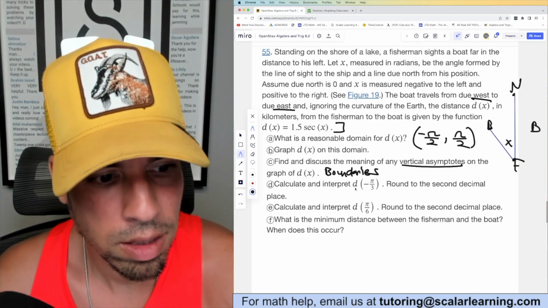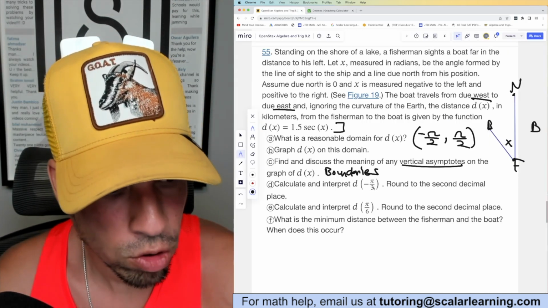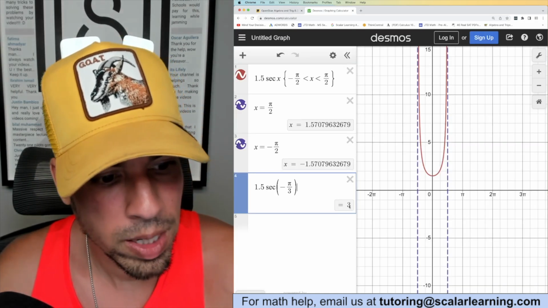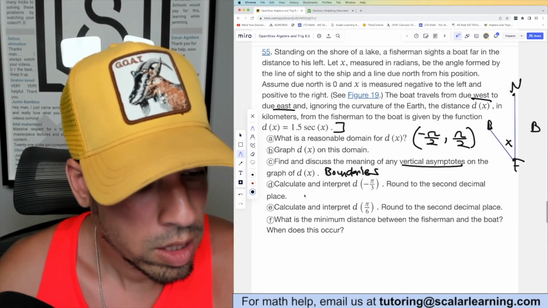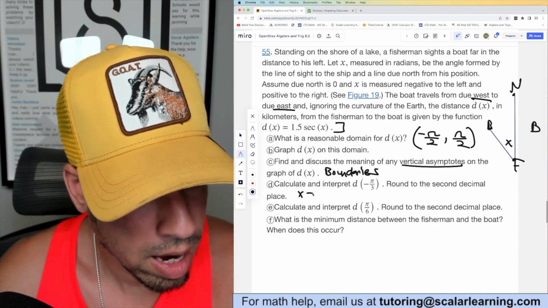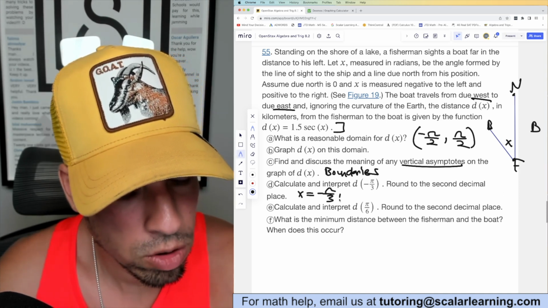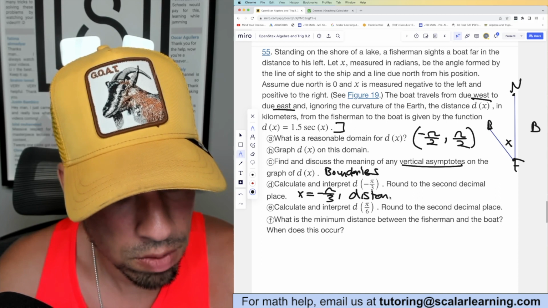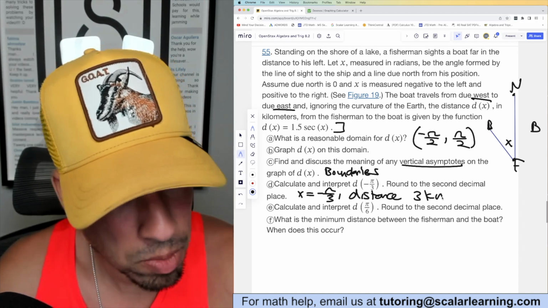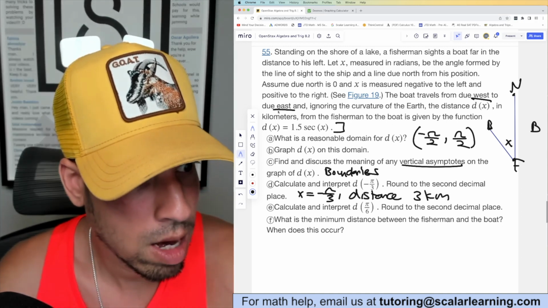Now to calculate the function value at negative pi thirds, we're going to plug it into Desmos. So here we get an answer of 3. So what that means is when the angle is at negative pi thirds, the distance of the boat to the fisherman is 3 kilometers, because it did say it's measured in kilometers over here.